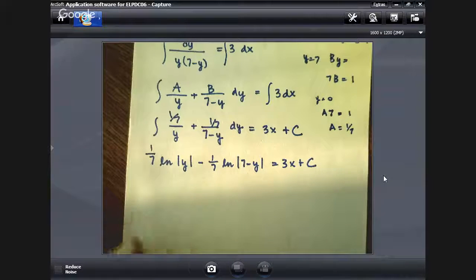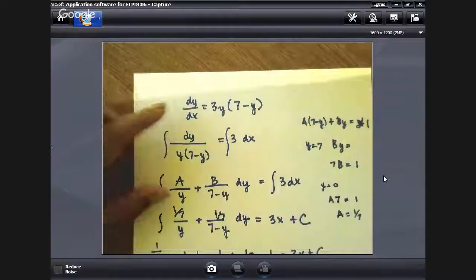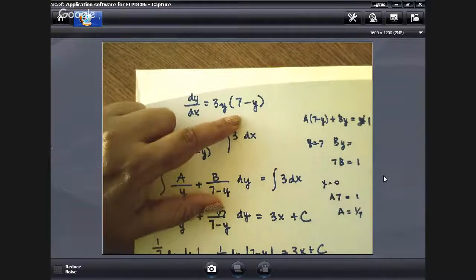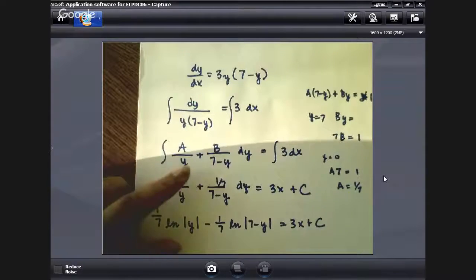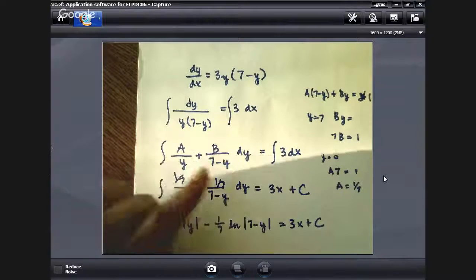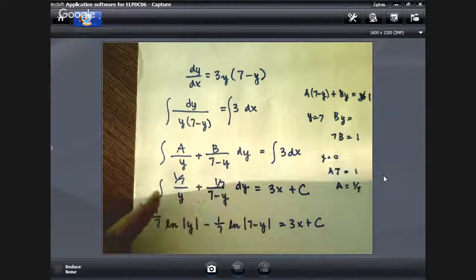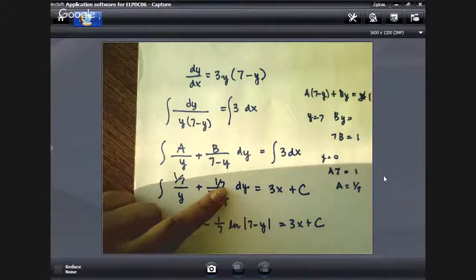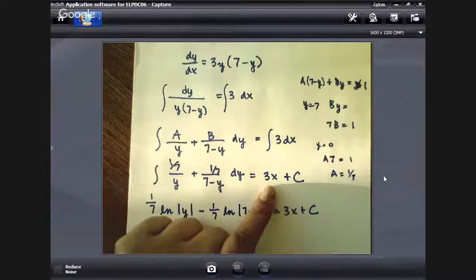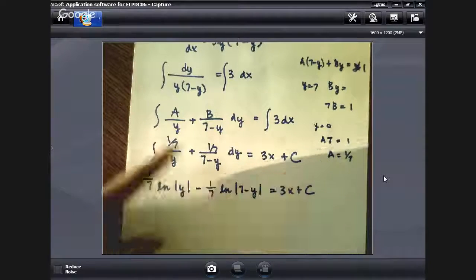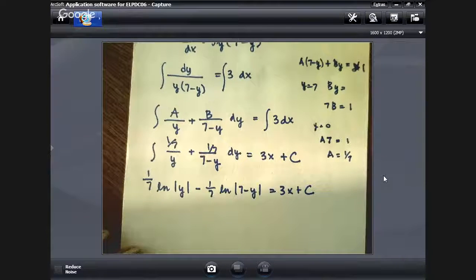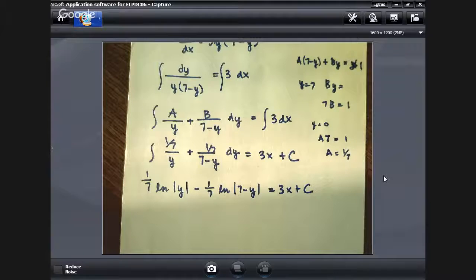So what I'm going to do to finish this off, here's the beginning, right? dy/dx is equal to 3y times (7 minus y). It's a logistic differential equation. I separated the variables. I'm taking antiderivatives. I'm decomposing this fraction into partial fractions. These are my numerators for my partial fractions. This is the antiderivative of the left side and the constant of integration. What I'm going to do now is combine this into one logarithm before I do anything else.